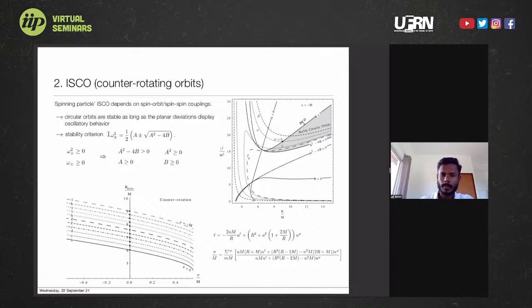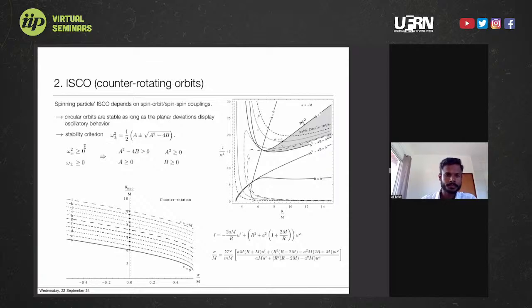Now, since we have already obtained this frequency from our planar analysis, we look at the stability criterion to understand the ISCO. From this, we know that the circular orbits are stable as long as the planar deviations display oscillatory behavior. That is, the particle will have a stable and bound orbit only if this frequency is real and positive. If it is not real and positive, for imaginary frequencies, it runs into exponential behavior and it is not a bound orbit anymore. So we cannot find the ISCO.